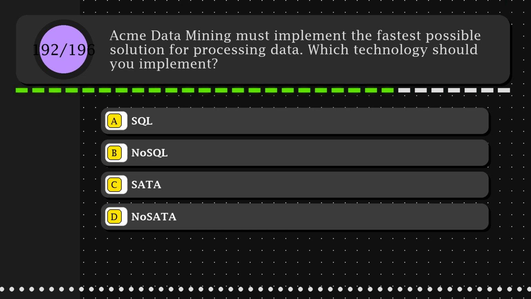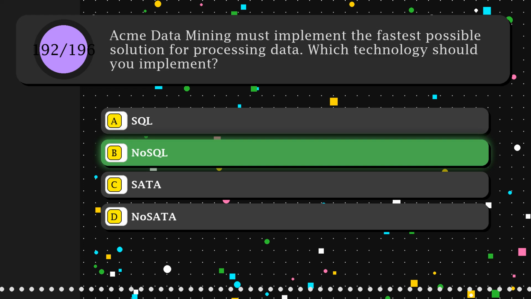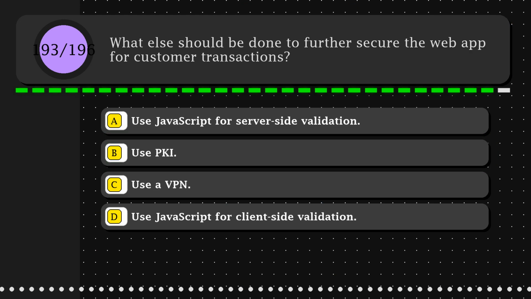Question 192. Acme Data Mining must implement the fastest possible solution for processing data. Which technology should you implement? Option A. SQL. Option B. NoSQL. Option C. SATA. Option D. No SATA. The correct answer is option B. NoSQL.